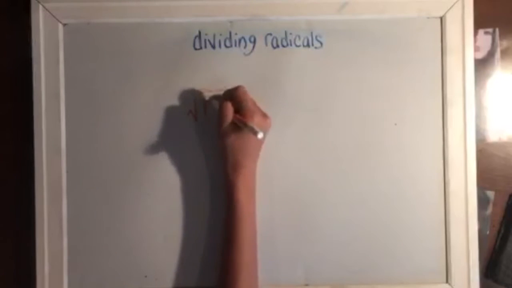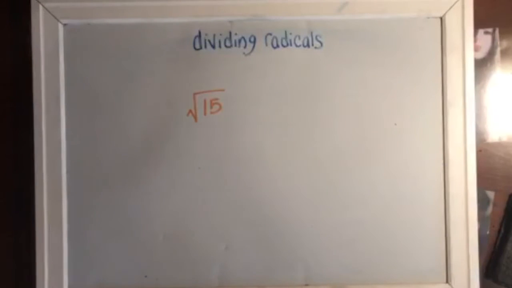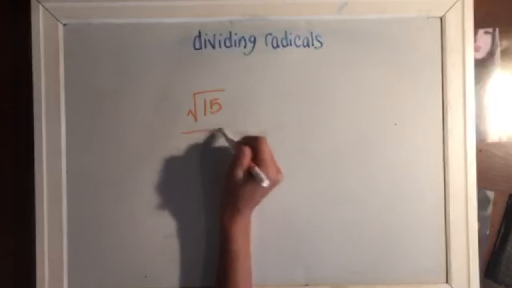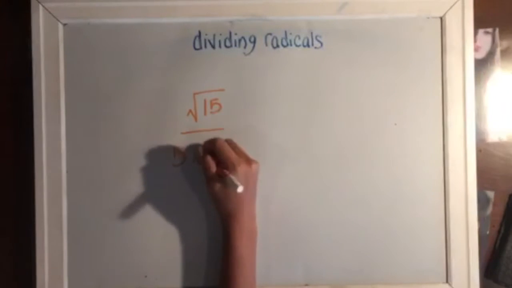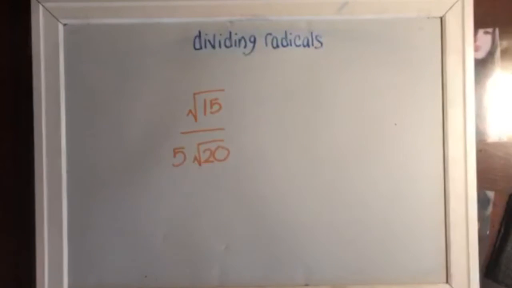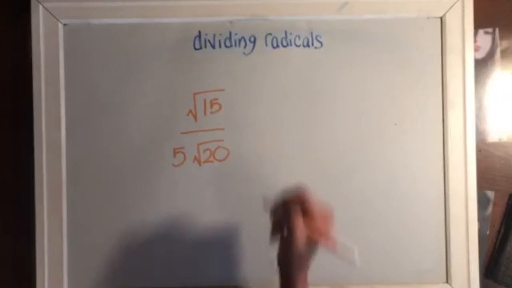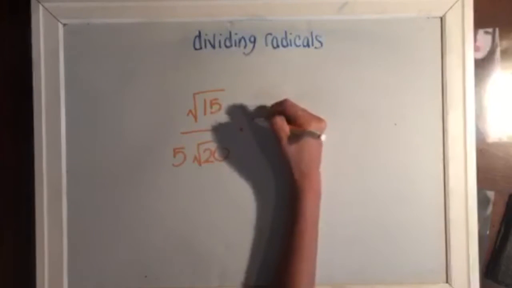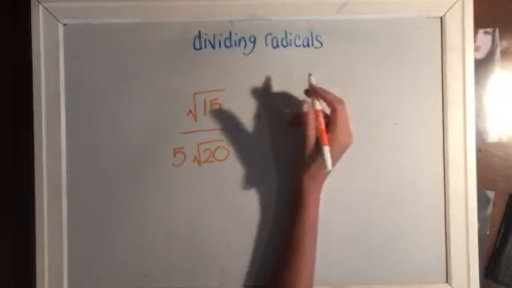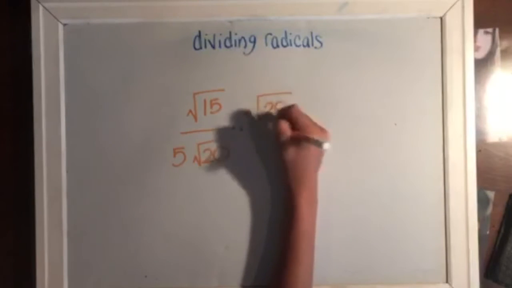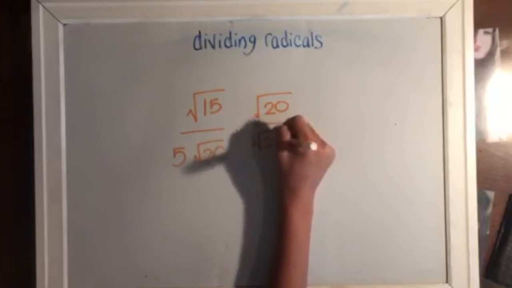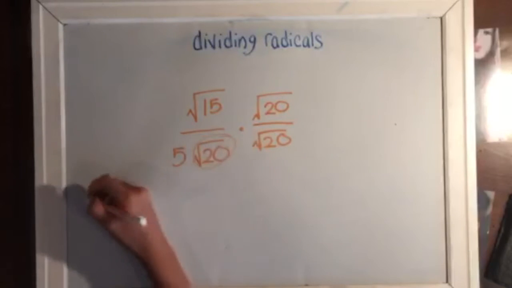So now we're going to be dividing radicals, and to do this, our first problem is going to be rad 15 in the numerator, and in the denominator we're going to have 5 rad 20. Now you can simplify rad 20 right now, but we decided to wait and simplify later. You can't have a radical in the denominator, so you have to cancel out the denominator, and to do this, you're going to multiply by rad 20 on the top and bottom.